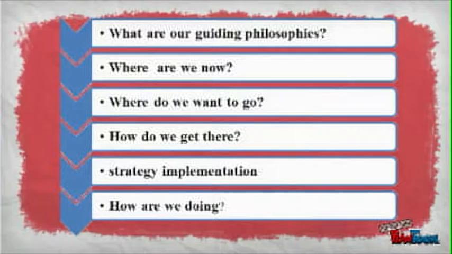Step 2. The current status. What are we now? This requires that the institution undertakes an analysis of the environment in which the institution operates. This can be done using various analytical frameworks such as the SWOT and PESTLE frameworks.